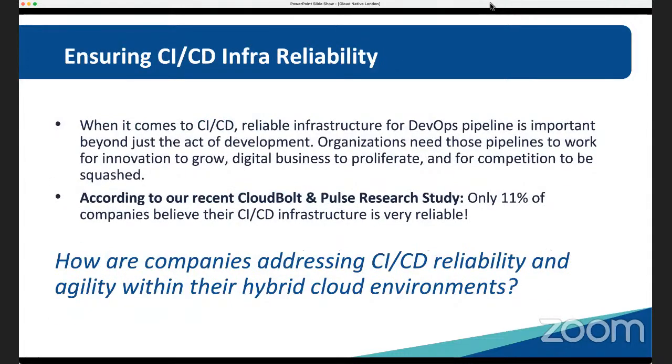So the third of the big challenges is ensuring CI/CD infrastructure reliability. I think this will resonate pretty well with this crowd here. When it comes to CI/CD, a reliable infrastructure for DevOps pipelines is important beyond just active development. Organizations need those pipelines to work, to be able to push that code out to their customers, to push back on the competition. The last thing a developer wants, and I'm putting my developer hat on from earlier in my career, is to go to release software and hit a CI/CD problem.